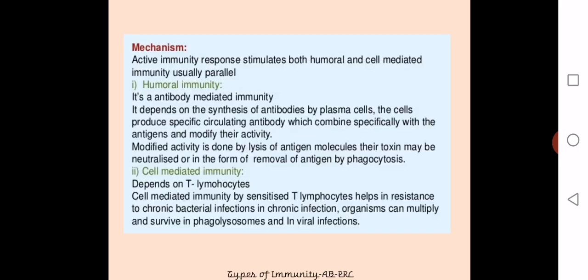And various mechanisms are there, like humoral immunity and cell mediated immunity. That means there is an antibody mediated response and a cell mediated response in order to execute this active immunity. Since the body's immune system is involved, definitely antibody production and T cell activation will be there.